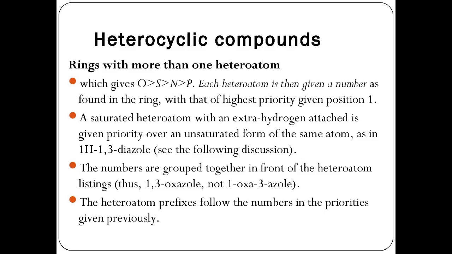Each heteroatom is given a number as found in the ring, with that of the highest priority given position 1. A saturated heteroatom with an extra hydrogen attached is given priority over the unsaturated form of the same atom, as in 1H-1,3-diazole. The numbers are grouped together in front of the heteroatom listing, thus 1,3-oxazole, not 1-oxa-3-oxazole, that is combined. It is 1,3-oxazole. The heteroatom prefixes follow the numbers in the priority given previously.